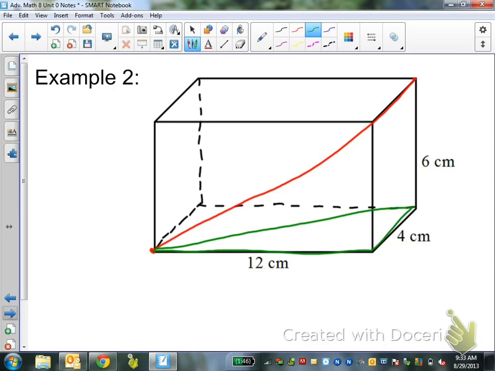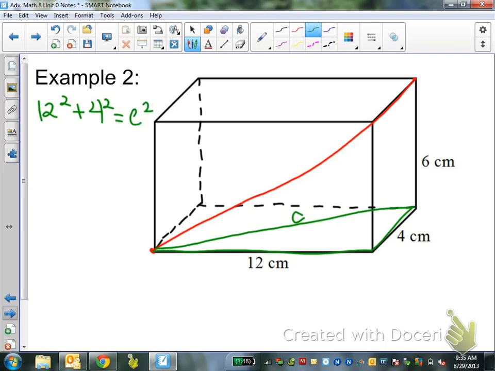So what I want you guys to try right now is find the diagonal of the base. Use Pythagorean theorem to find the diagonal of the base. If you have to use a calculator, you may use a calculator. How did you find the length of the diagonal across the base? 12 squared plus 4 squared equals C squared.